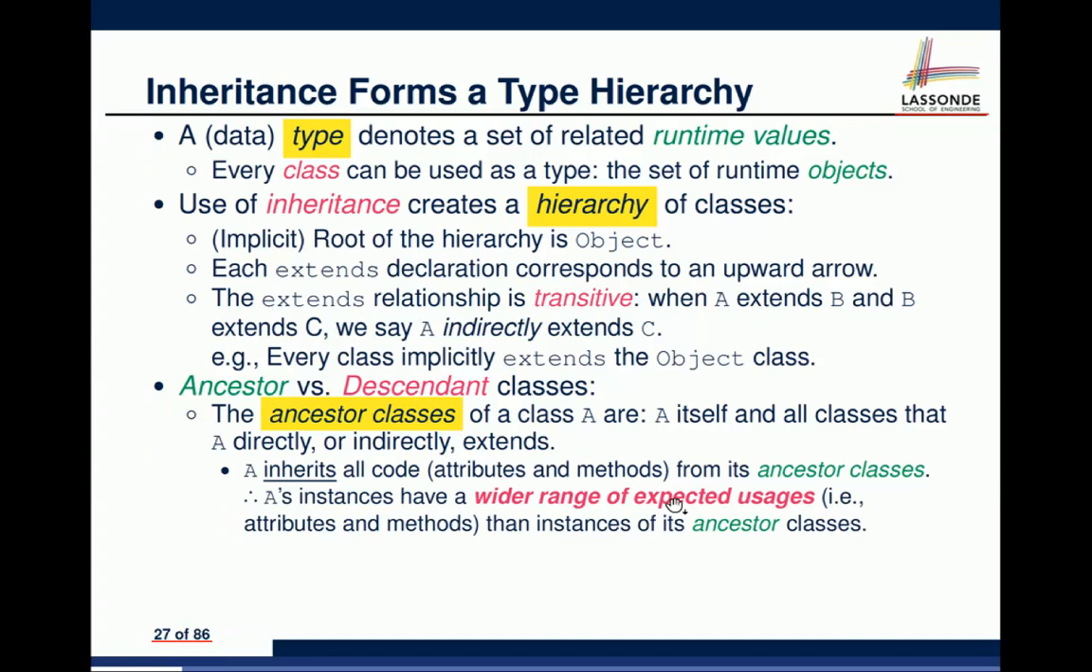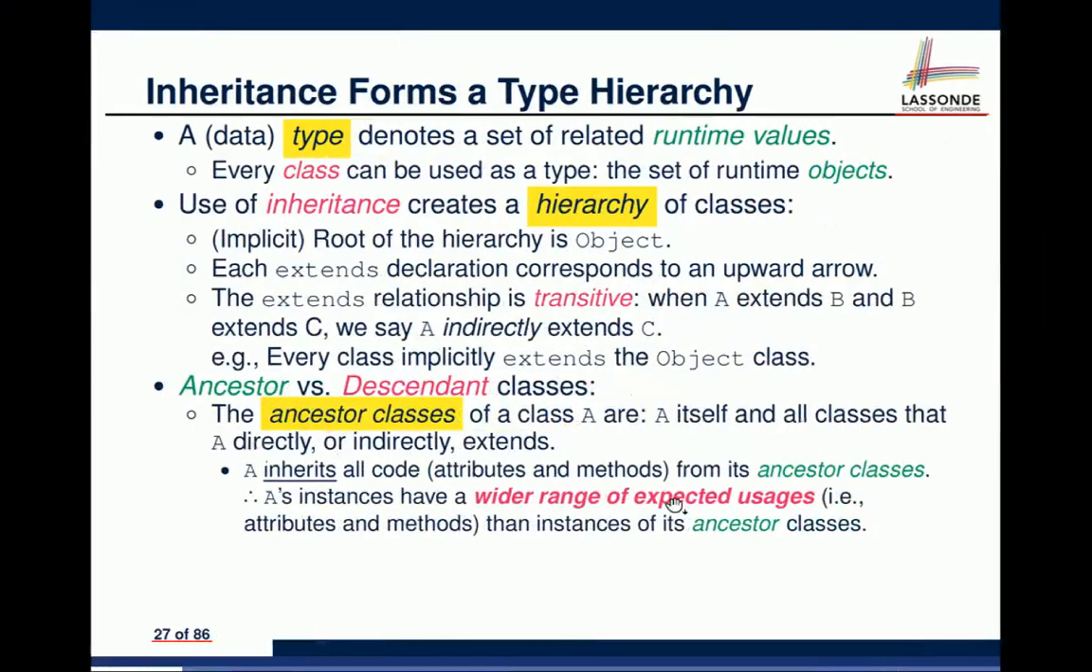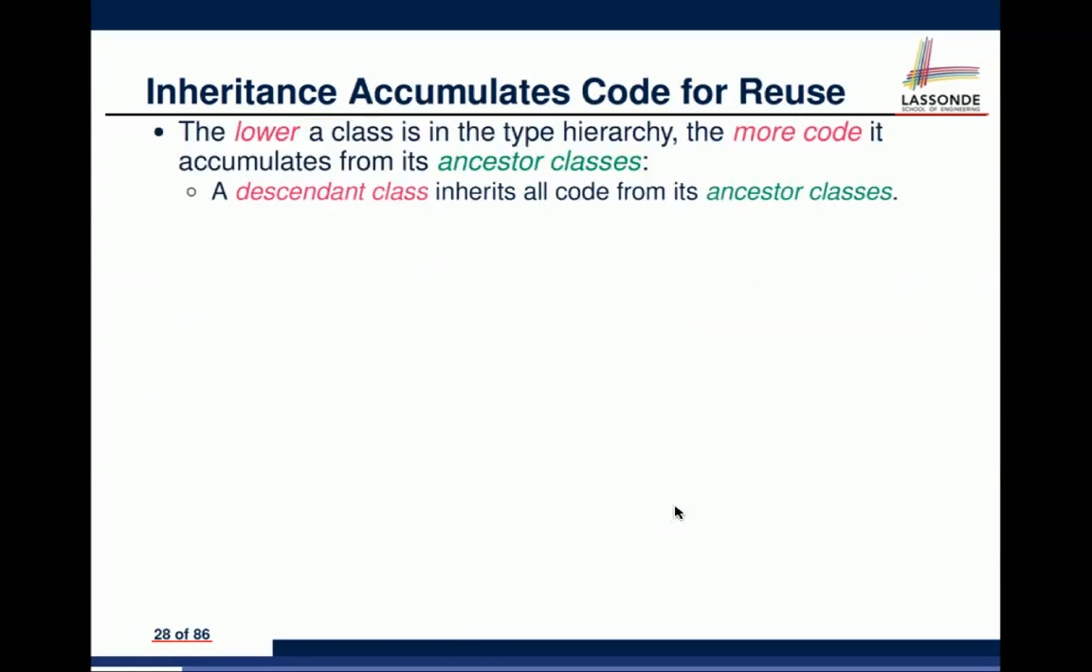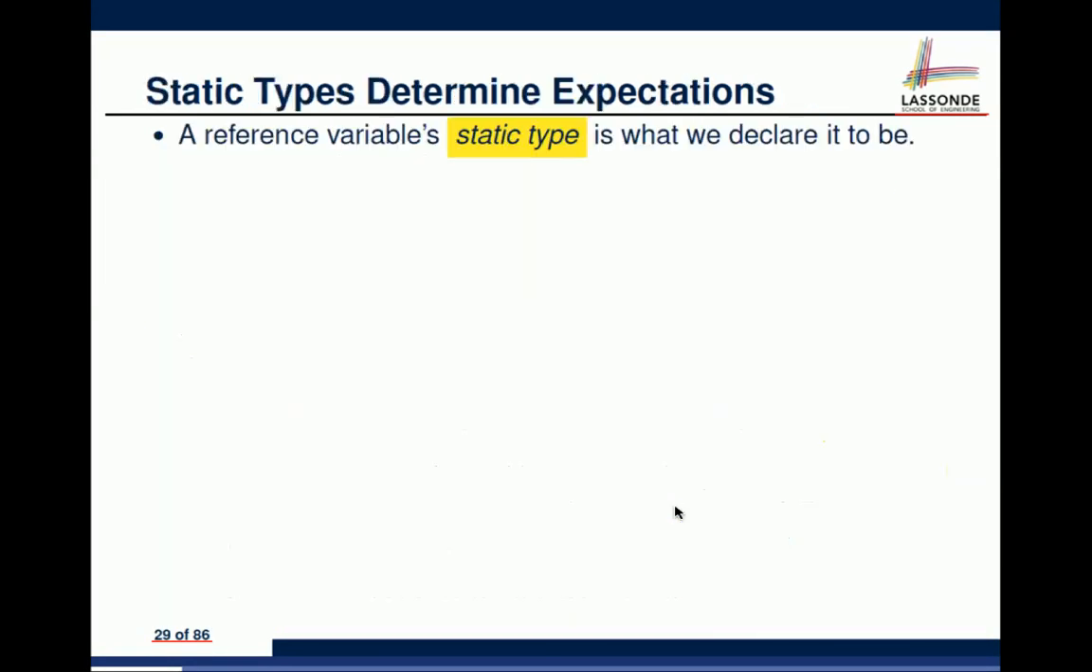Every time you look at a particular inheritance hierarchy, the lower you are in the hierarchy, the more methods you're going to inherit. So the more expectation you can have. The lower, the more. That's kind of the thing we will see very often. Something similar for descendants as well. So now what I would like to do is a little bit about static type. Let's do that quickly.